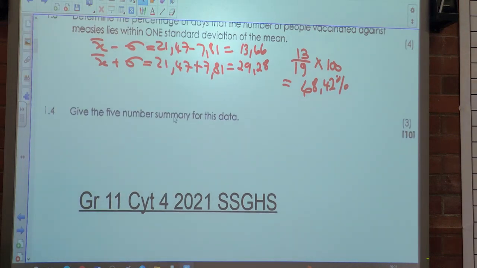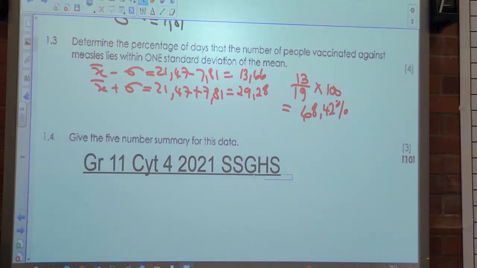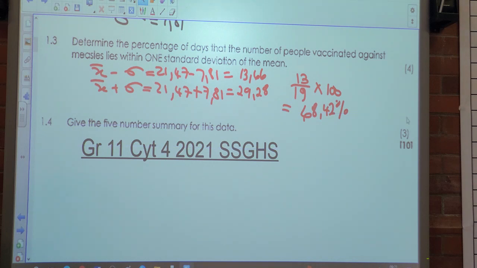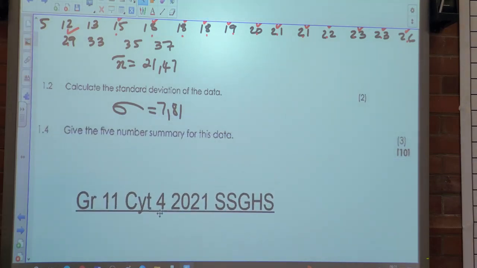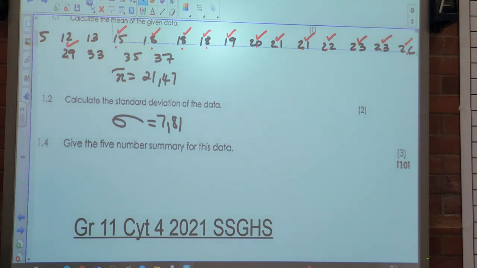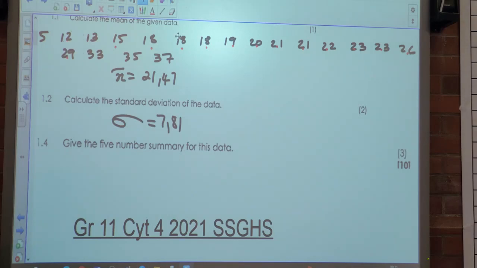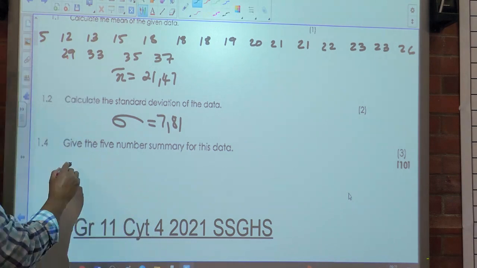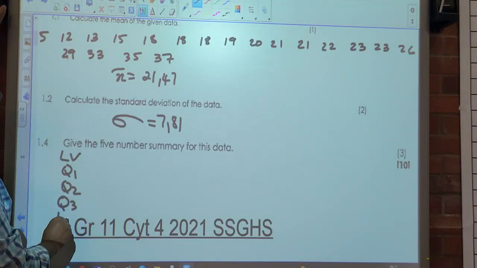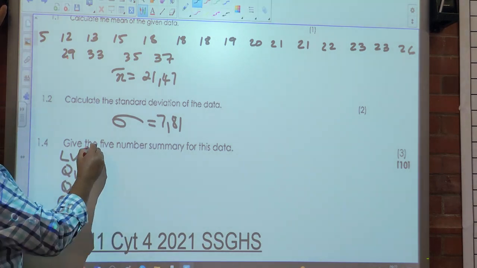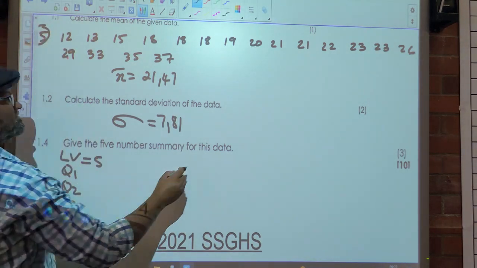Here is the 5 number summary for this data set. Okay, so now the order is going to be of some use to us. So for the 5 number summary, what is the 5 number summary? It consists of the lowest value, quartile 1, quartile 2, which is also your median, quartile 3, and your highest value. Okay. So the lowest value here is 5. The highest value? 37.